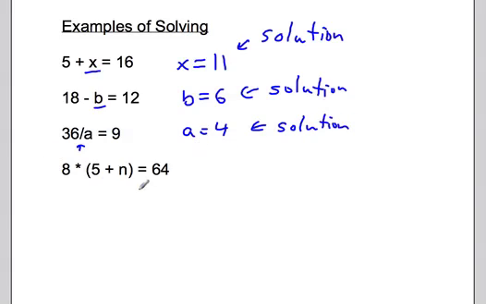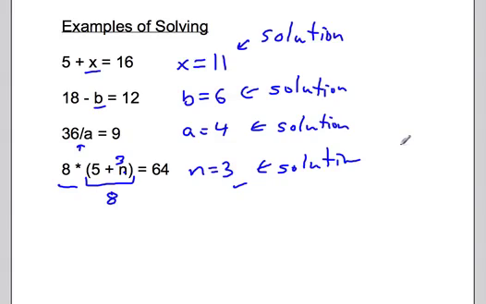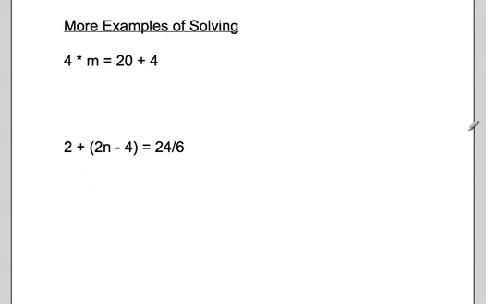In the last example, it's a bit trickier. What number n will make this all equal to 64? Well, we have an 8 times this sum right here. So 8 times what's going to give you 64? Well, this has got to be an 8. So we have 8 times 8 gives you 64. So 5 plus what number gives me 8? That number has to be 3. We can check that now. If we put 3 in here for n, we have 5 plus 3 is 8. 8 times 8 gives you 64, so that works. That's the solution. Okay, let's go on to a couple other harder examples.